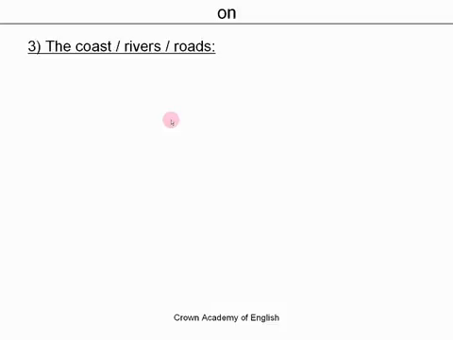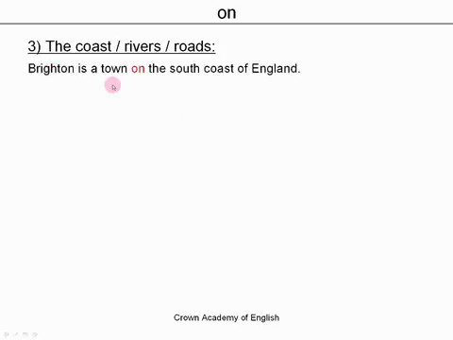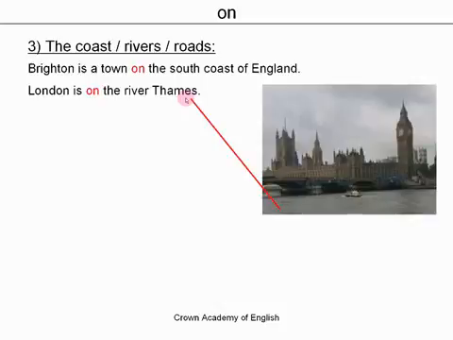We also use the word on when we are talking about something which is close to the coast, or a river, or a road. So for example, Brighton is a town on the south coast of England. London is on the River Thames. Here is the city of London, and London is next to a river called the River Thames. But we do not say next to the river, we say London is on the River Thames, because it is a river. So a town is on a river, and that means it is next to the river.